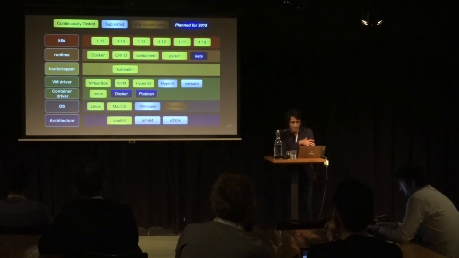This is a different representation of the architecture of Minikube. These are the different versions that you can support. For example, currently the runtimes, the purple ones, we are planning to support. We support Docker, CRI-O, containerd, gVisor, but we don't support Kata yet. But we are working on it.